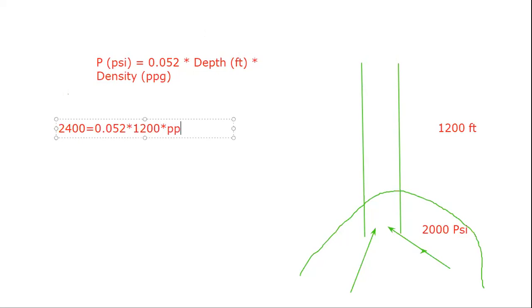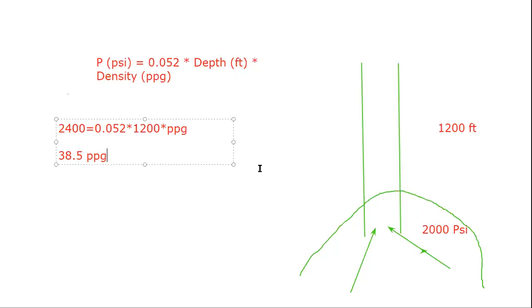Can anyone calculate for me? So it's 38.5. So in that case, 38.5. Is it 0.052 or? 0.052. Okay, yes.